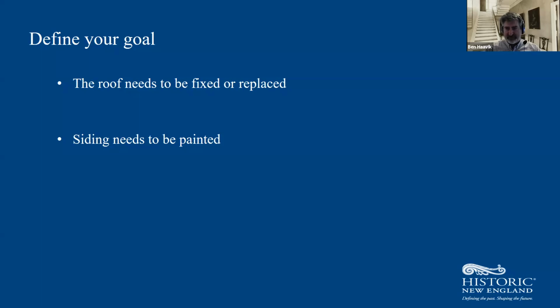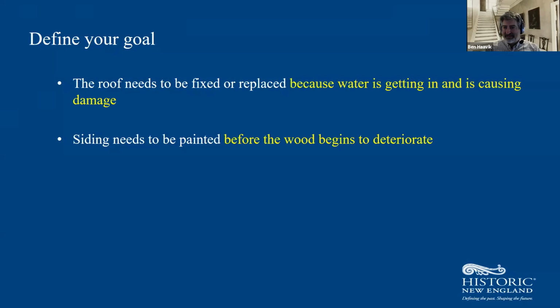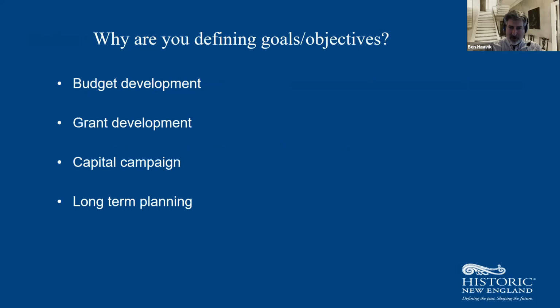It's the roof. The roof needs to be fixed or replaced. I would say this isn't quite good enough. Why is it we need to replace it? Oh, because water is getting in. Or why do we need to paint it before the wood begins to deteriorate? Or likewise, like I said, everyone sees this on Route 1 in traffic in the summer in Wiscasset, Maine. We need to paint this now. So that's a totally reasonable reason. We need to define that. Why are we doing the work that we're doing? And why are we defining it?